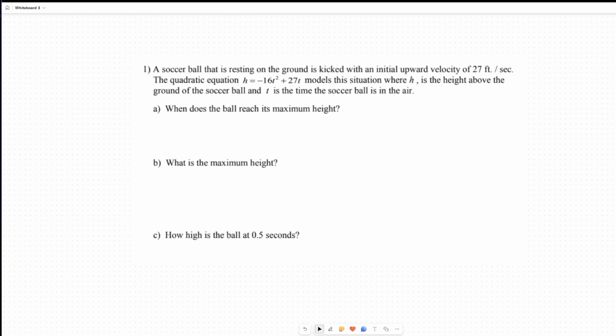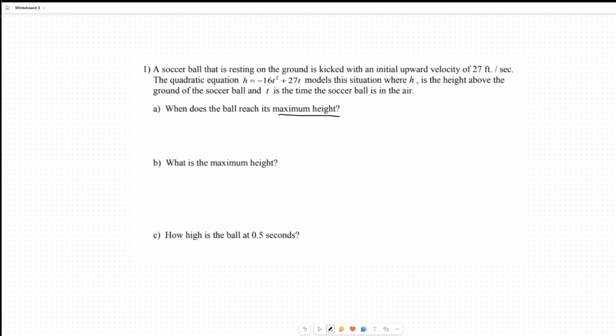Here's the first type. A soccer ball is resting on the ground, is kicked with an initial upward velocity of 27 feet per second. They give us a quadratic equation where h is our height and t is our time the soccer ball's in the air. Now it says, when does the ball reach its maximum height?